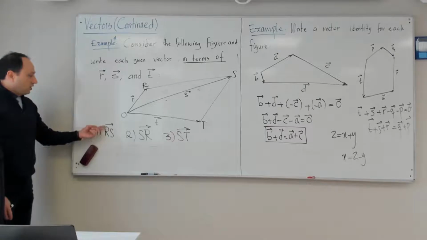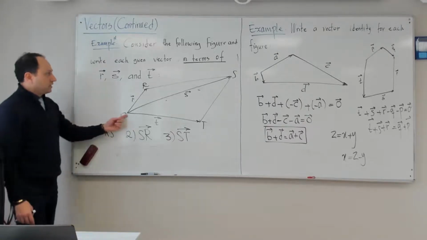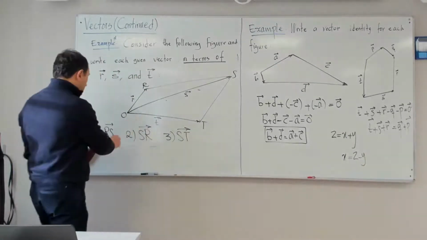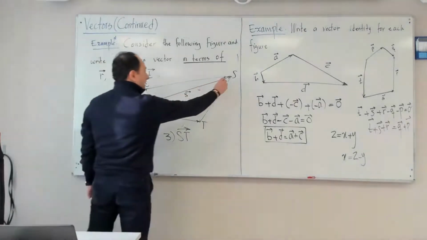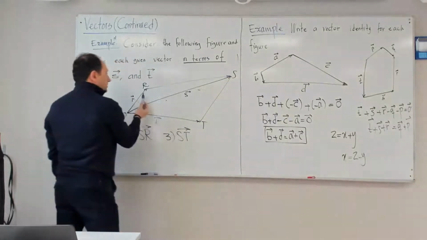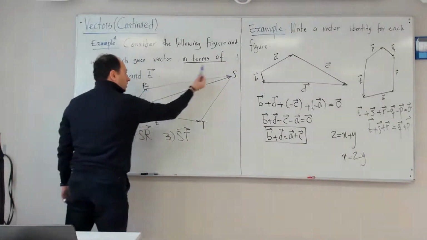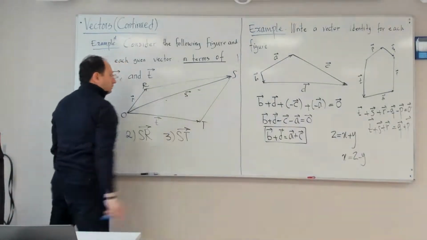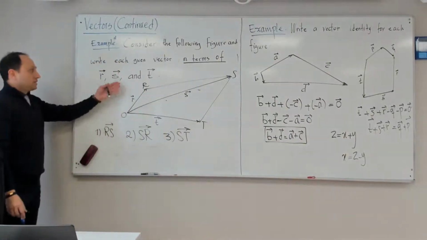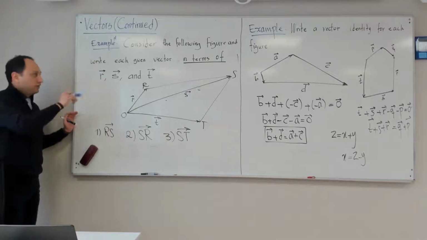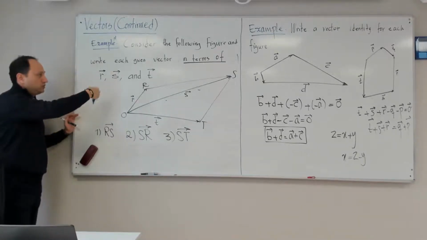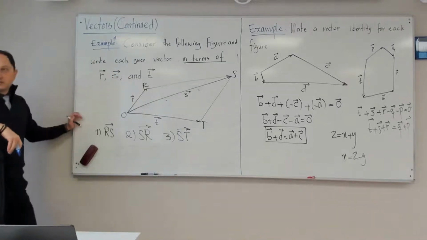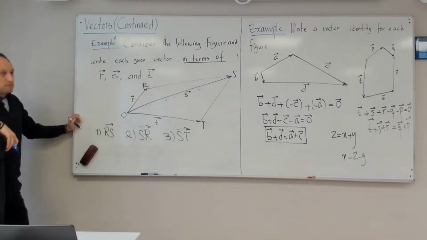So can you write this vector RS? Where is the RS, by the way? It's from here to here. By reading the first part, I understand that I have to put an arrow here because I am talking about vector RS. So how do you write it in terms of R, S, and T? You don't necessarily need to use all of them, but what you write should be related to these three vectors. So what is RS?